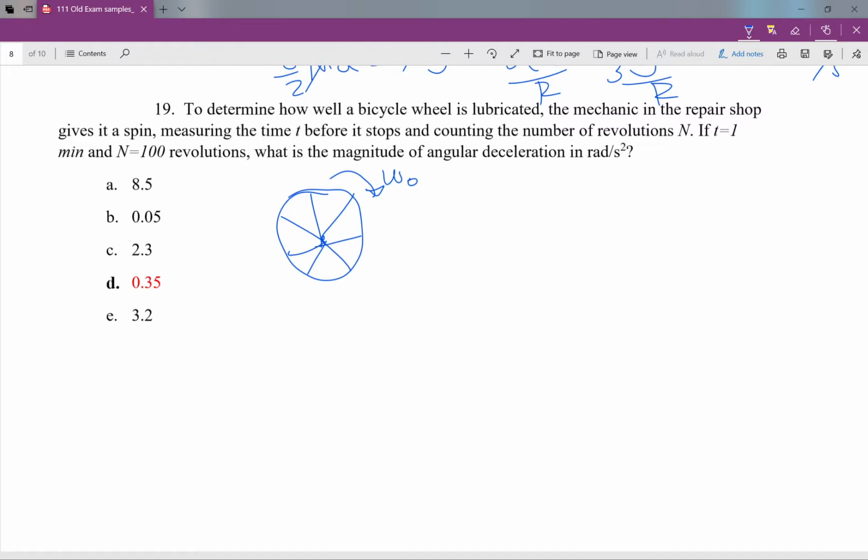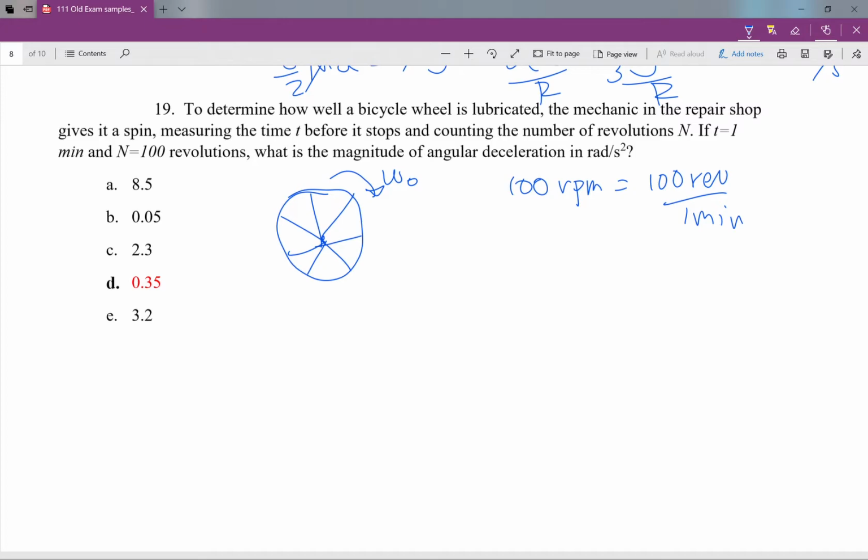Now the mechanic measures the time t before it stops, and counts the number of revolutions n. So if t equals 1 minute and n equals 100, that means we have 100 RPM, or 100 revolutions per minute. What's the magnitude of the angular acceleration in radians per second squared?